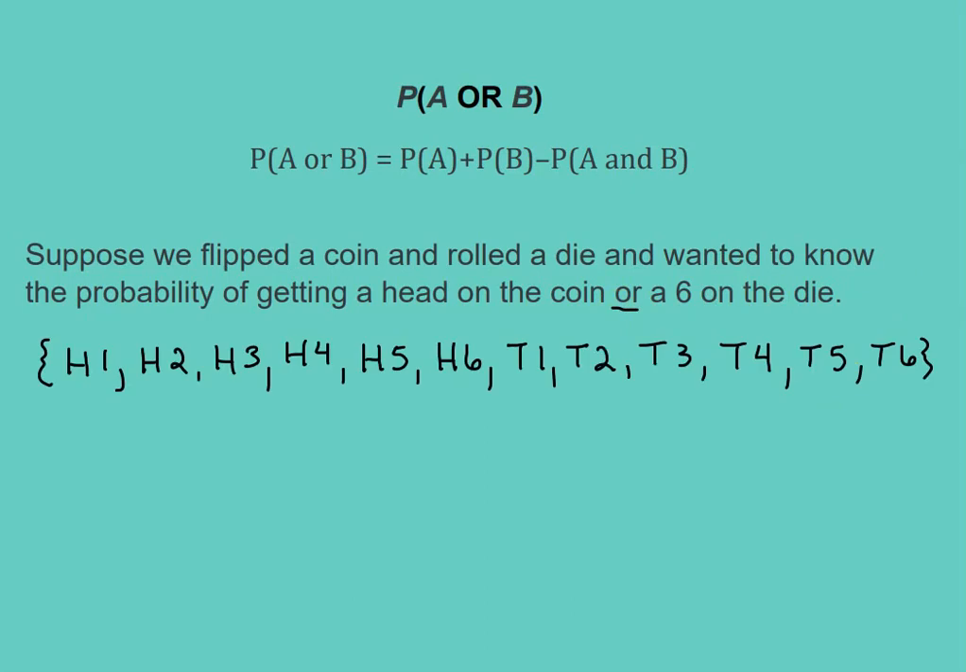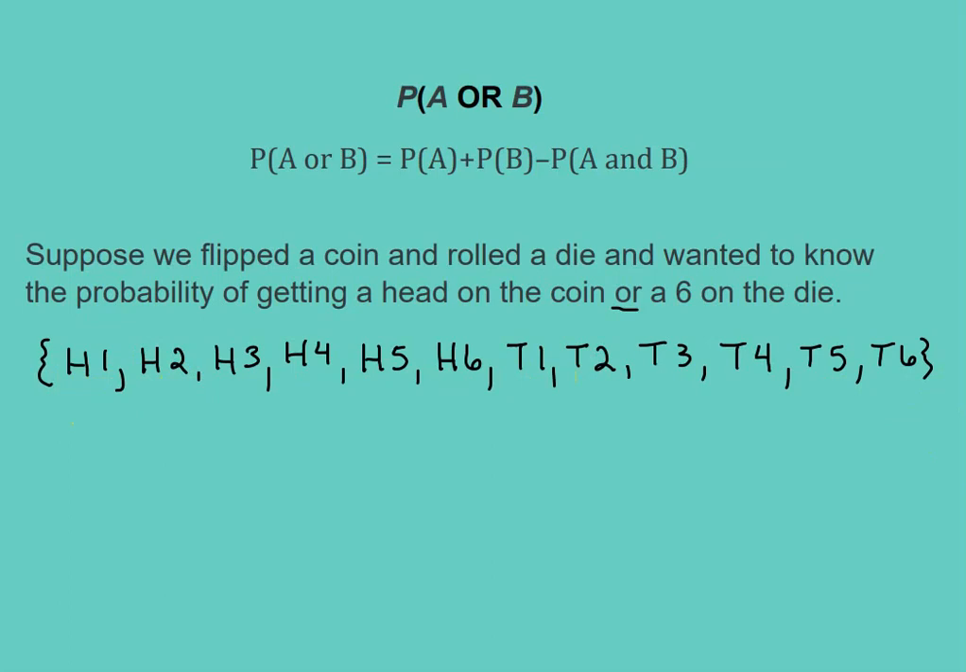So here are all the total possible combinations. If in one try we flip a head and roll a 1, that's our first event. And then this one would be if we flipped a head and rolled a 2 and so on. Here these are if we flipped a tail and rolled a 1 and so on. So there are 12 different possible combinations.